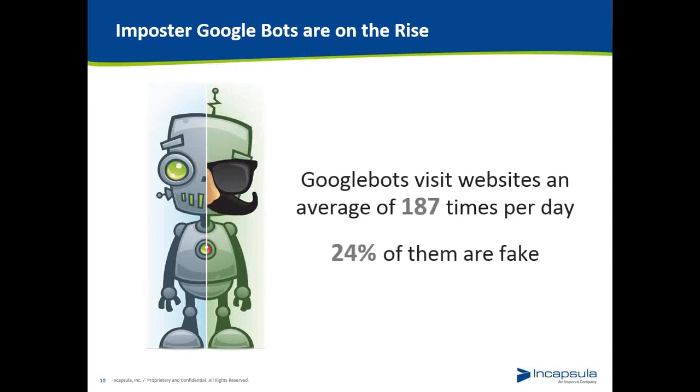An example of how far bots have evolved is that of Google bots. A recent study published by the Incapsula Labs, which is our research team, found that an average website is visited by about 187 Google bots per day, and that each Google bot visit usually visits around 4 pages. Of these Google bot visits, 1 in 24 of them will actually be from a fake Google bot.